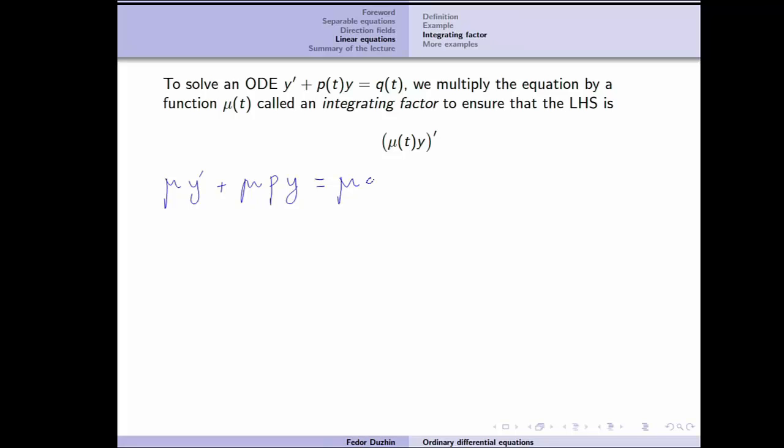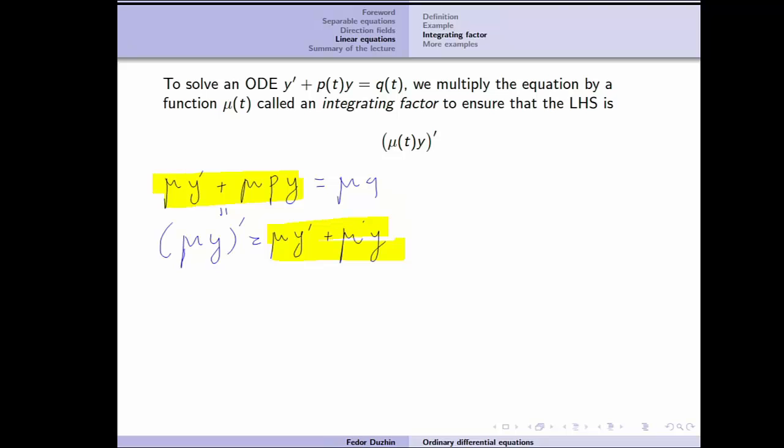So mu q. Okay. Now at the same time we want the left-hand side to be the derivative of mu times y. But if we write it down, applying the chain rule, then we would get mu y prime plus mu prime y, right? Mu prime y. So this whole thing should be equal to this whole thing.